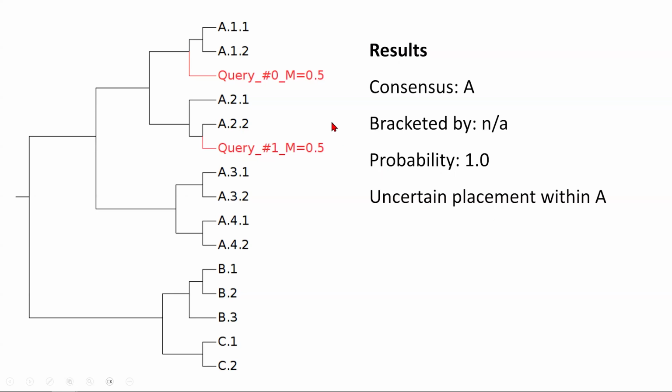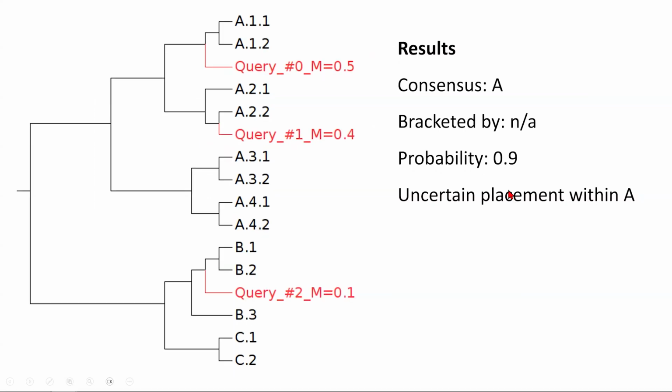And then here we have, now that's interesting. We have multiple placements, which, especially if it's split evenly, probably means your sequences might not be good. It might be too short or something like that. But nevertheless, consensus is A. Bracketed is not really available because it's not bracketed by anything. Probability of placement within A is still 1, but there's an uncertainty of placement within A.